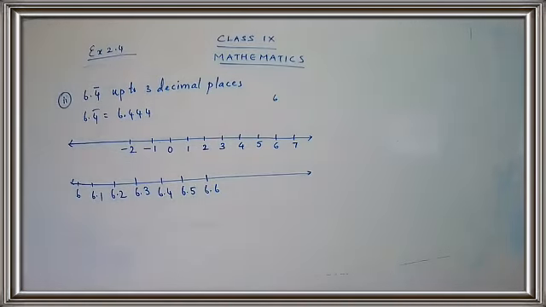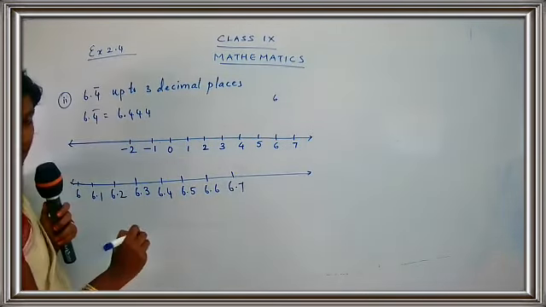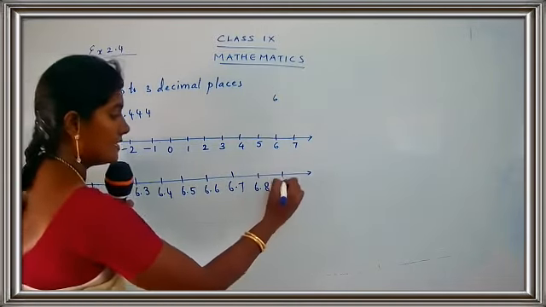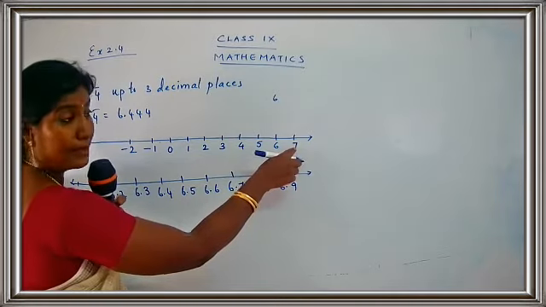6, 6.1, 6.2, 6.3, 6.4, 6.5, 6.6. What is the next number, children? 6.7. Yes, good. Next. 6.8. Good. Next. 6.9. Okay, after 9, you write down the last number. What is the number? It's 7.